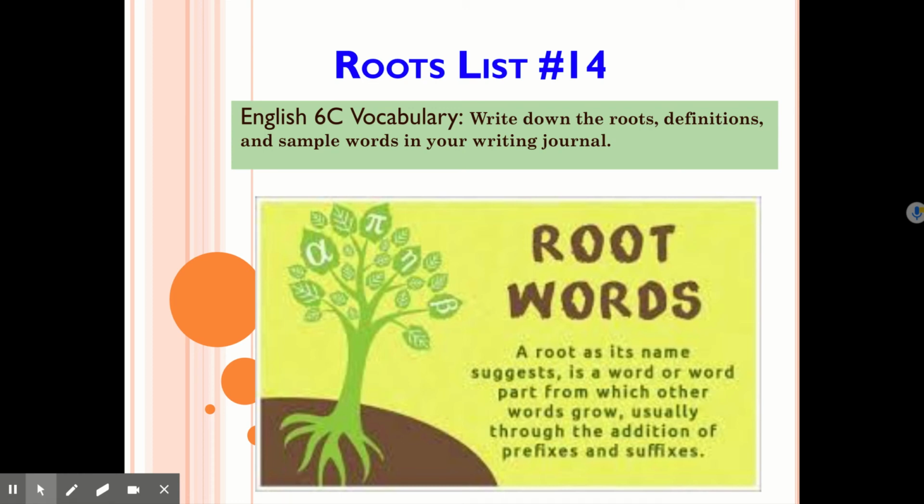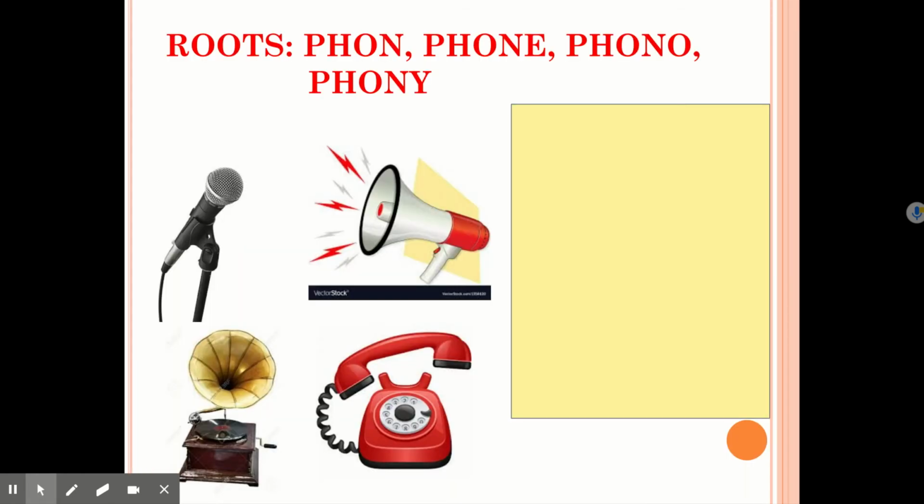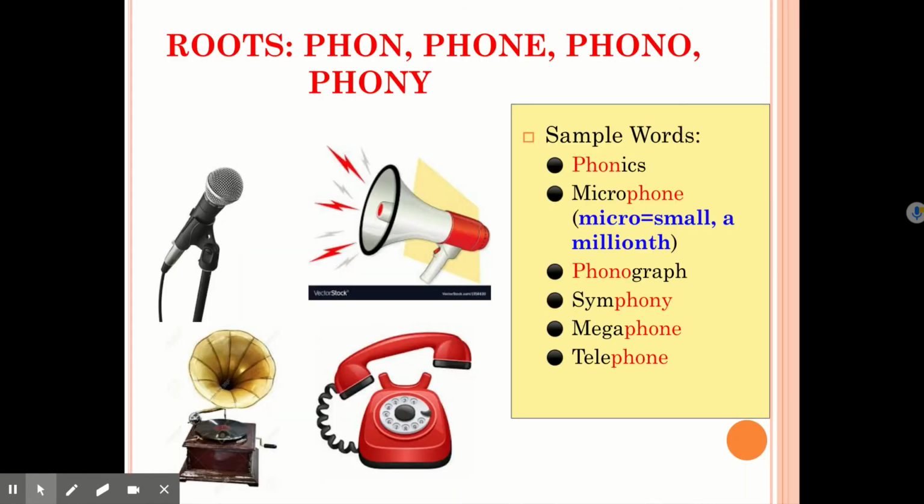Roots list number 14. Write down the roots, definitions, and sample words in your writing journal. This list has 5 word parts. First set of roots, we have phon, phone, phono, and phony. And the definition is sound. Let's take a look at some sample words.